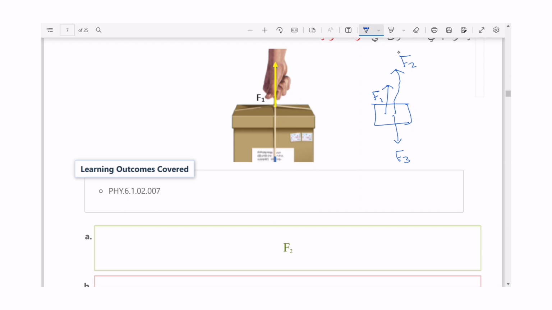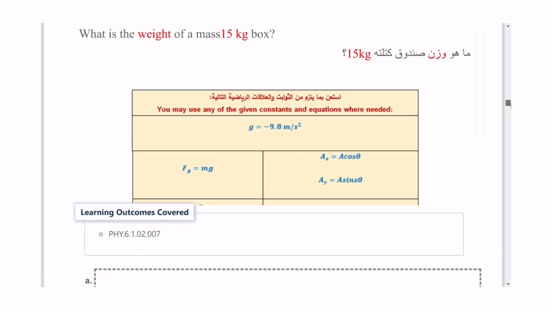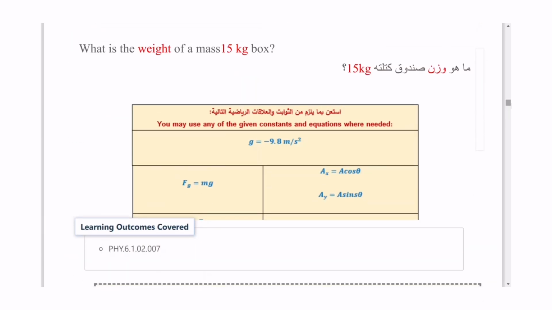So if this is the situation, then F2 represents the normal force. Normal force will always be acting in the upward direction. The next question is, what is the weight of a mass 15 kilogram box? What is the weight of a 15 kilogram box?